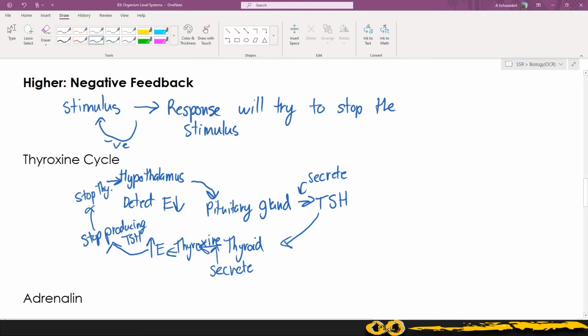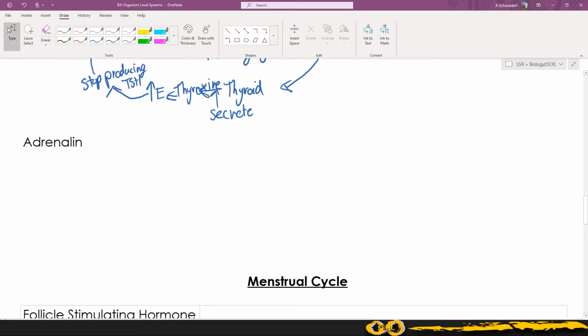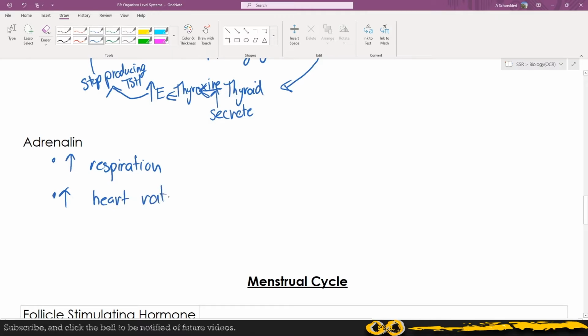But you also have hormones that come in and try and sort of mess with these cycles and increase or change things around. And so adrenaline is one of those hormones, and it will come in and get your body ready to respond to a situation. So you're going to increase respiration. You're going to increase your heart rate. You're going to divert blood away from areas where you don't need it.